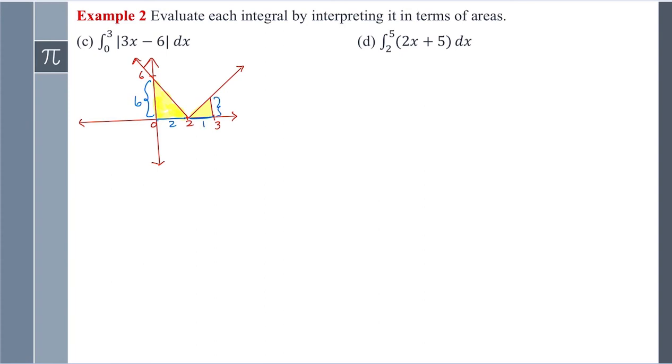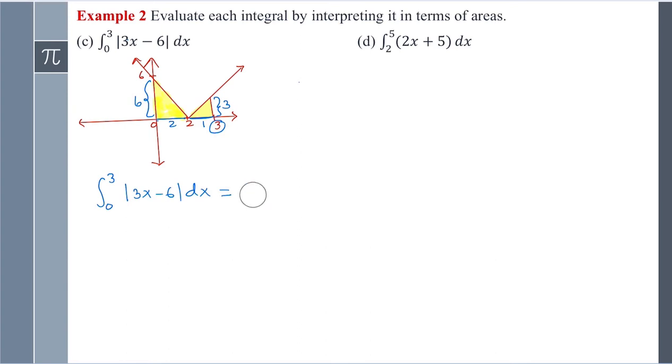The height is, let's go ahead and plug this into our function. So it is 3 times 3 minus 6, which is 9 minus 6, and that is 3. So the height of this triangle is 3. Now, the definite integral is given by the sum of the areas of those two triangles. So the definite integral from 0 to 3 of the absolute value of 3x minus 6 dx equals the sum of the areas of those two triangles.